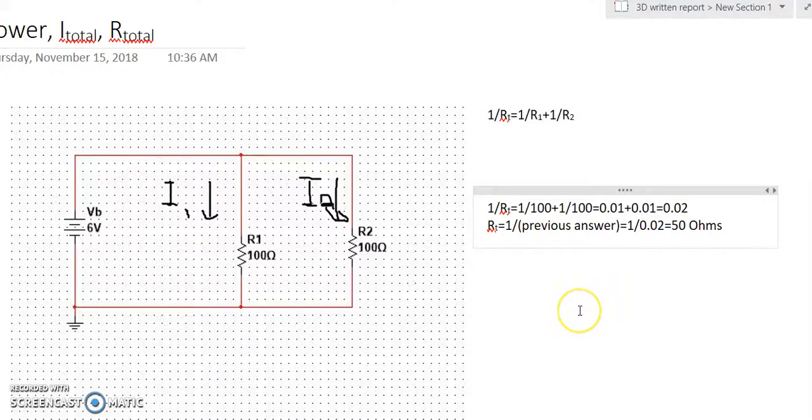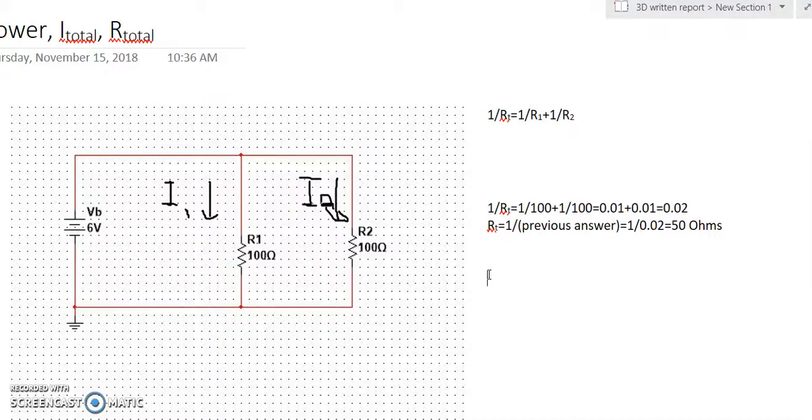Now, notice that my answer is smaller than my branches. This makes perfect sense, right? As long as my answer is smaller than either of my branches, my answer is probably correct.